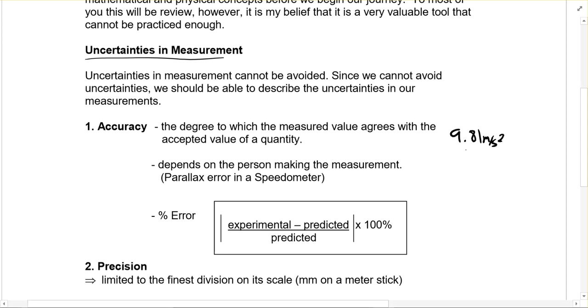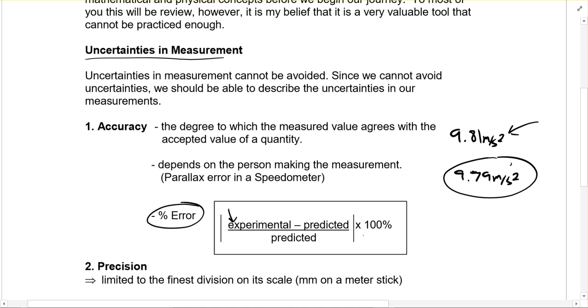But let's say that you did an experiment. So that's the experimental value in our equation. So you did an experiment and you got 9.79 meters per second squared. So that's what we're talking about, how far off you are. What we're going to be able to do is put your answer and compare it to the predicted answer. We can get a percent error out of that, and that's what this equation is down here.